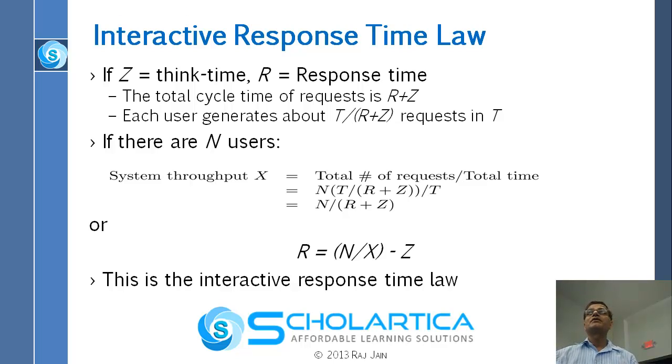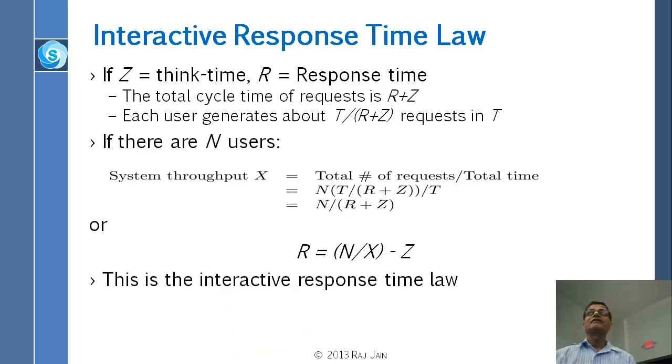Now, I assume everybody knows what a central server model is, right? In the central server model, the CPU was the central server, and everybody went around to different devices through the CPU. One of the devices that you go to is your terminal, and your think time is Z at the terminal. The response time is R, which means the time to leave the terminal and come back to the terminal is R. So the total cycle time is R plus Z.